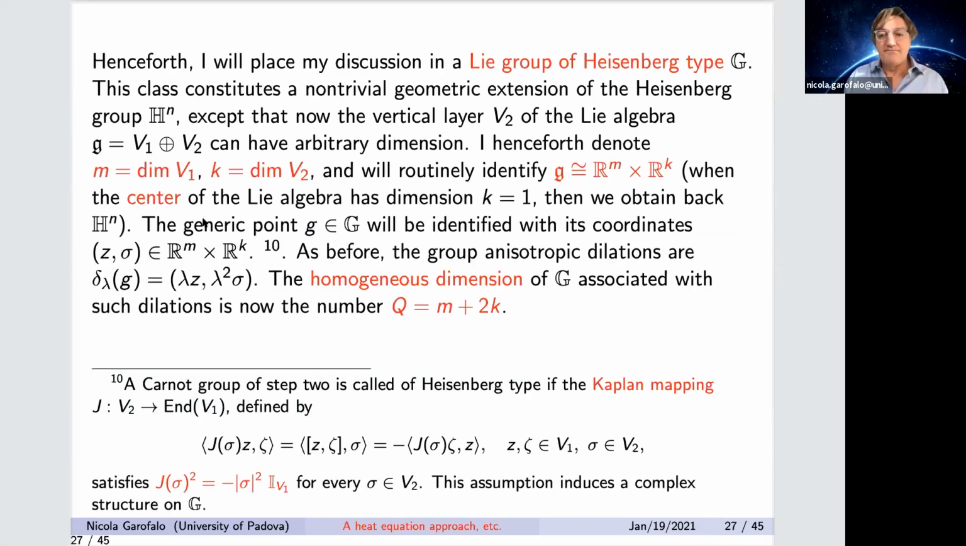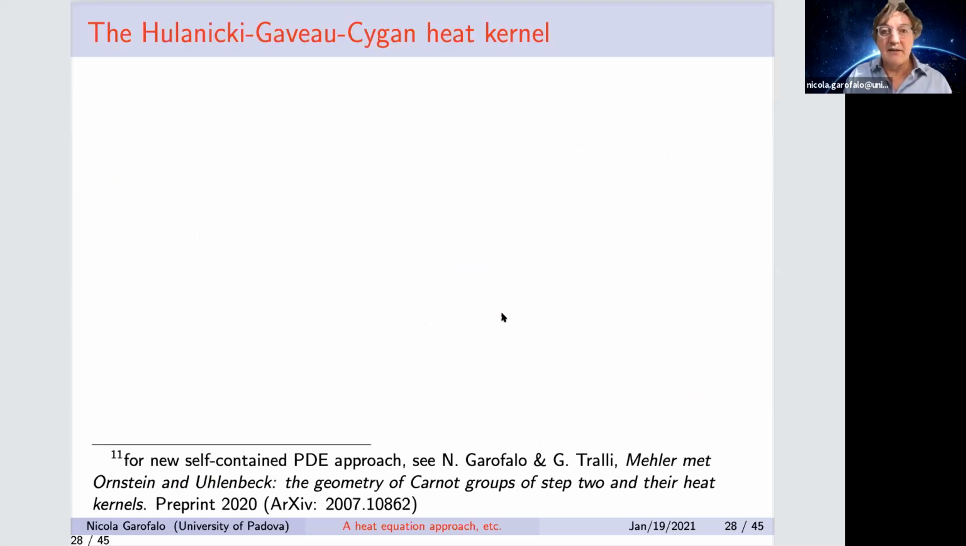Anyhow, I will skip this slide because in this slide I simply define Lie groups of Heisenberg type. So if you are curious, you can look at it once my talk is over. I just want to emphasize that from now on, you have to think of the vertical layer not just as being composed of one dimension in sigma. Now there are going to be k dimensions in sigma, and so the homogeneous dimension, the one attached to the parabolic dilations, is going to be m plus 2k. That's the only thing you need to keep in mind.